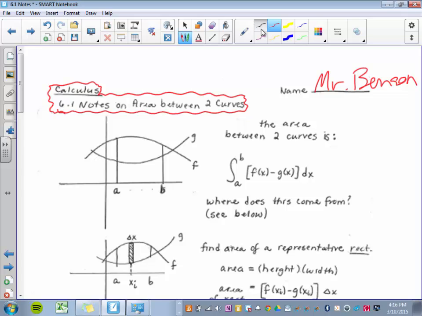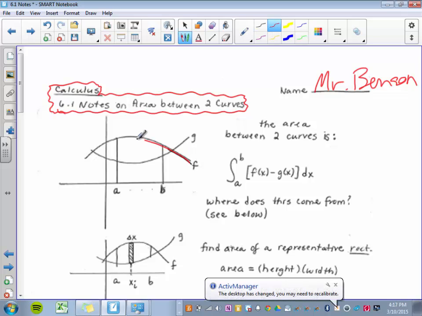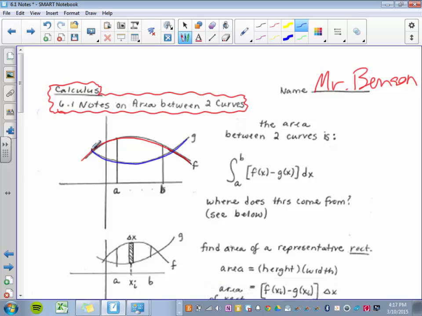So let's talk about finding this area between two curves. Well, let's first start off with having two curves, and let's have an area between those two curves. So say I have this top curve f right here. Let's make that one red. And I have this bottom curve g, and it only makes sense to make that one blue. And we want to find the area in between the two curves.